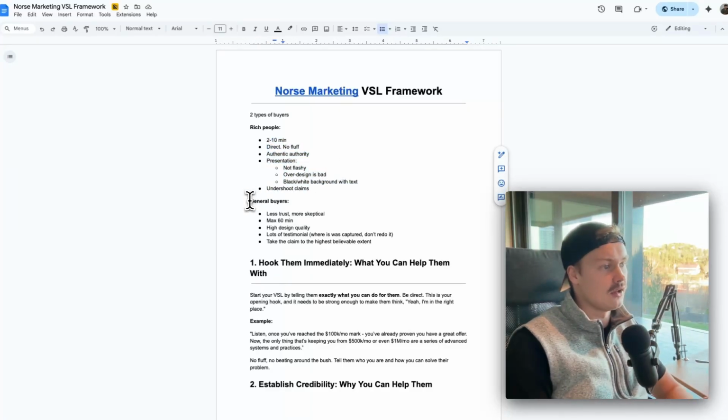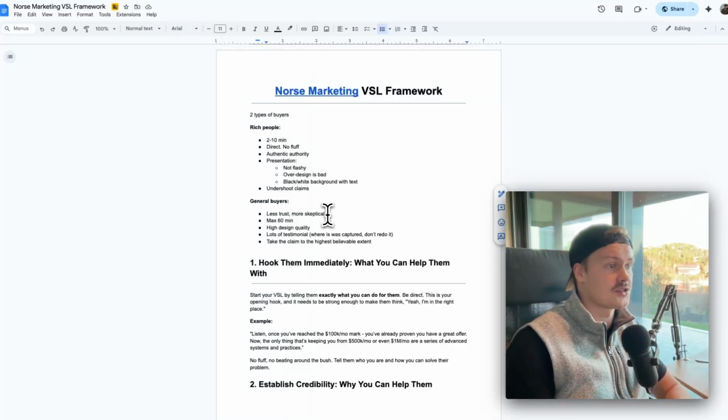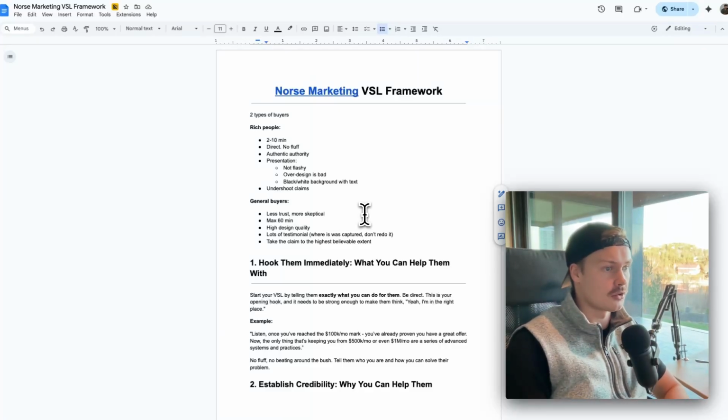When you're writing a VSL for general buyers, you need to do things a little bit differently. They are way more skeptical. They have way lower levels of trust because there are so many people that market to them, and promise a bunch of gold for no work, right? You need a longer VSL, maximum 60 minutes. We usually see the 20 to 40 minute range work the best.